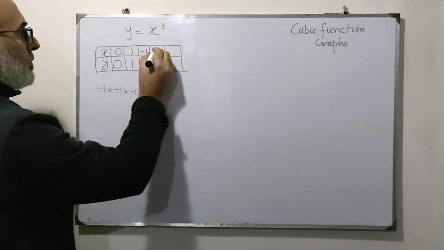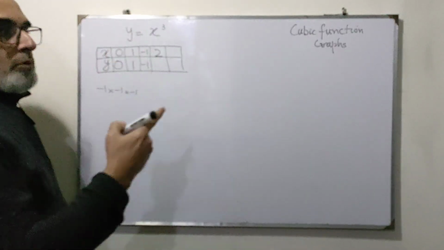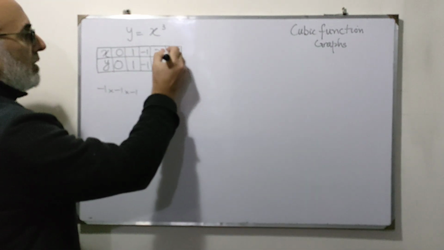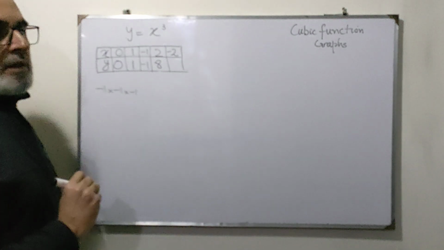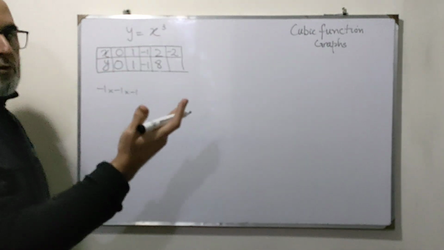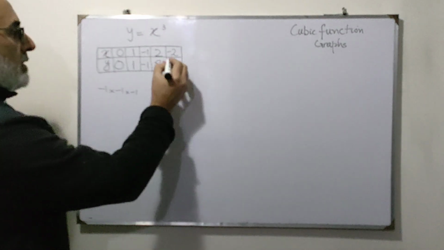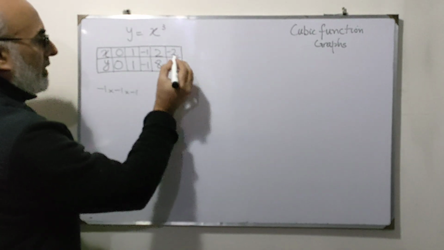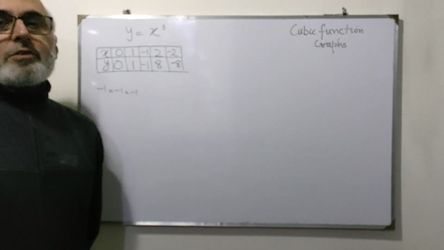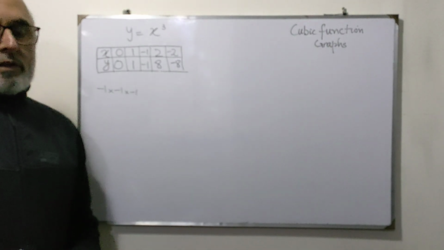So now let's take 2. 2 into 2 into 2 is 8. And minus 2. Now, same as minus 1. Minus 2 into minus 2 is 4. And 4 into minus 2 is negative 8. Okay, so we have values now. So let's plot on the axis.